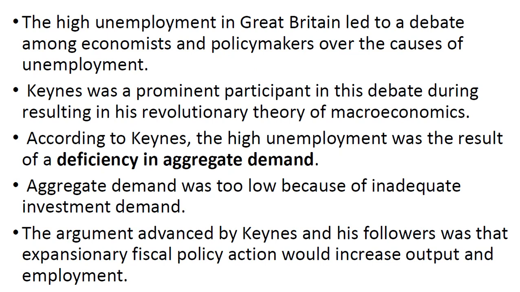According to Keynes, the high unemployment was the result of a deficiency in aggregate demand. That is, total spending on goods and services in the economy was low, and that was the reason why the level of economic activity was also low. Therefore, the solution to the problem is to increase aggregate demand. John Maynard Keynes particularly identified inadequate investment demand as a source of the low level of aggregate demand.